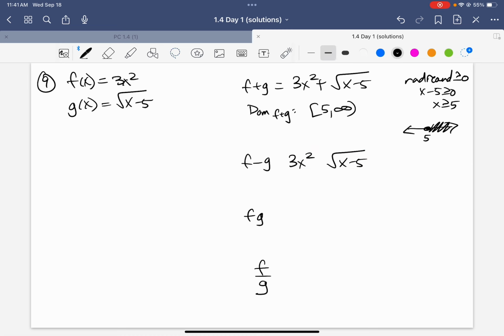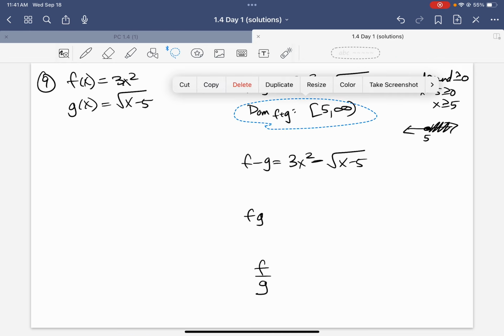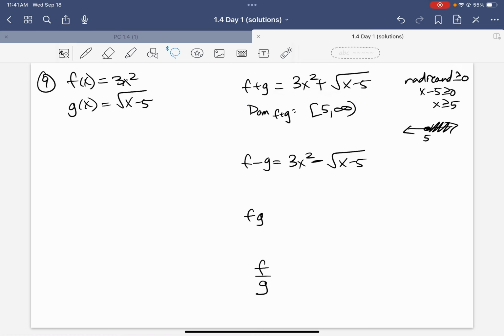I think if we do f minus g, again, it's going to be this minus this. And so I think from the same reasoning as before, you are going to find out that the domain in this case is also 5 to infinity.